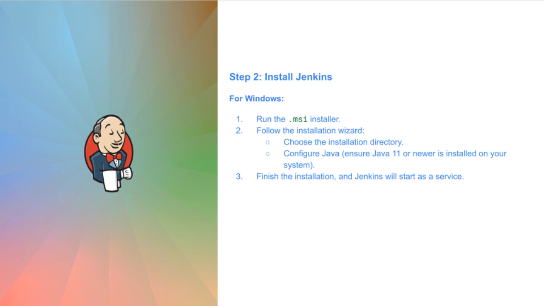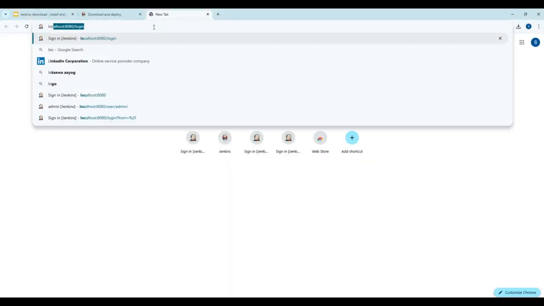Follow the instructions, choose your installation directory, and ensure you have Java 11 or newer installed on your system. Jenkins requires Java to run. After installation, Jenkins will start as a Windows service. You can access it through your web browser by visiting localhost:8080.